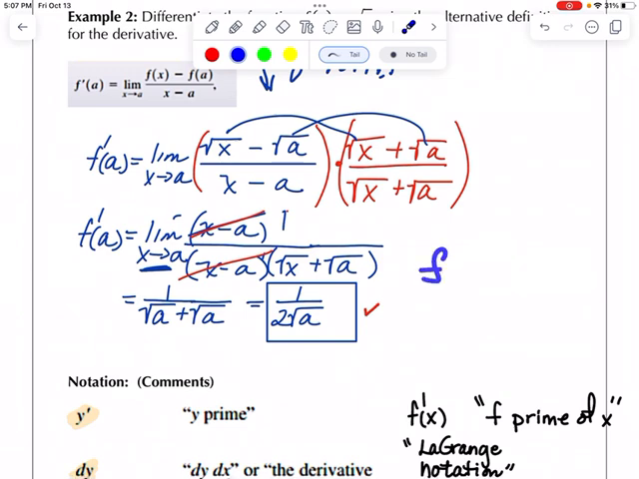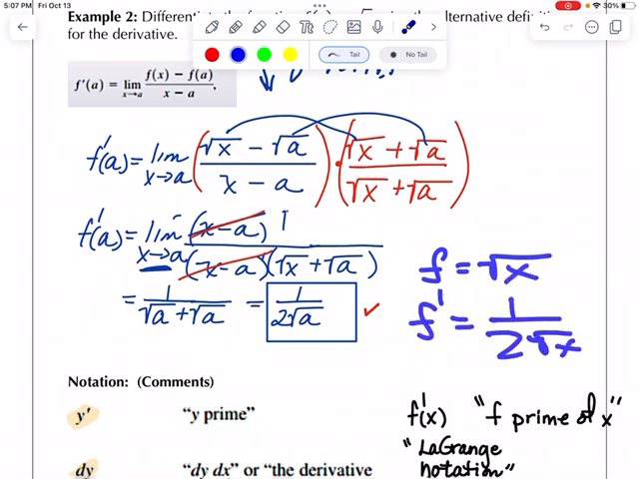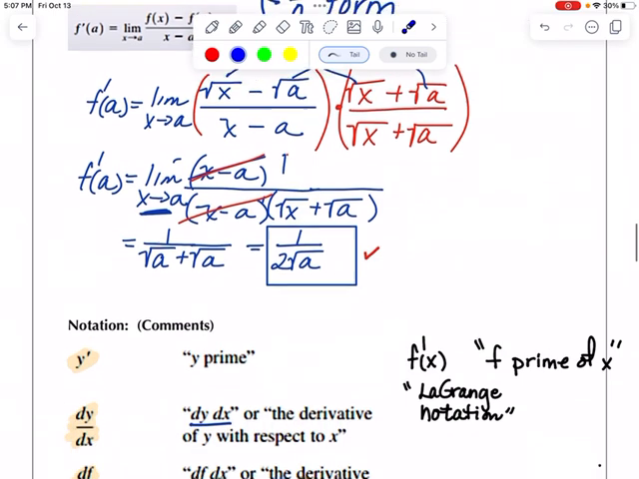And as you go forward, when you have f equal to the square root of x, you're going to notice that f prime is equal to 1 over 2 square root of x. And it'll be a very common derivative for you to take.